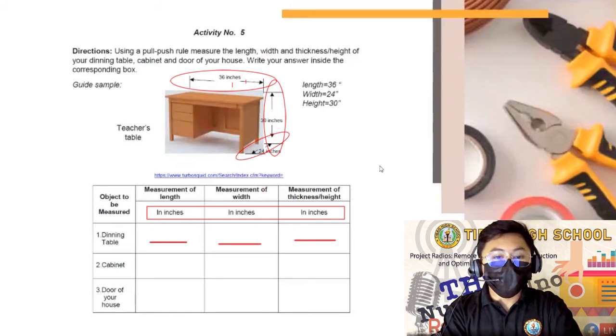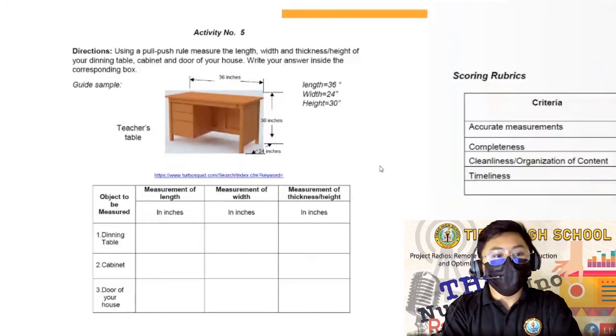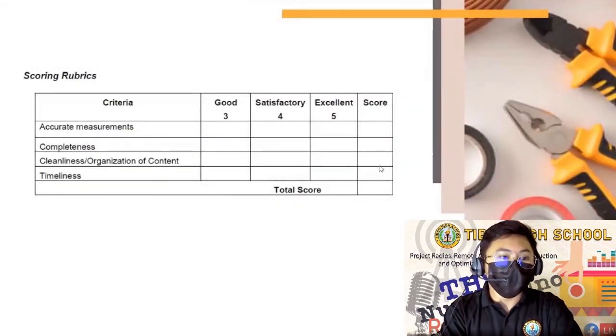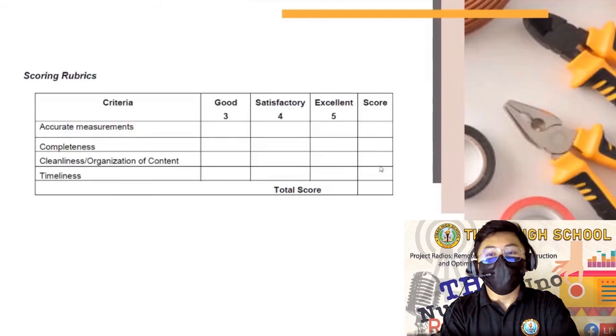Para naman mabigyan namin kayo ng score dito sa activity number 5, we are using these scoring rubrics. And we have 4 criteria. First, yung accurate measurements. Ayan. Pwede naman kayo bigyan ng 3 for good, 4 for satisfactory, and 5 for excellent. Meaning ng accurate measurements, tama yung sukat nilalagay nyo, tama yung unit of measurement na ginamit nyo. Ayan, ganun. Sa completeness naman, kung napunan nyo lahat ng sasagutan.